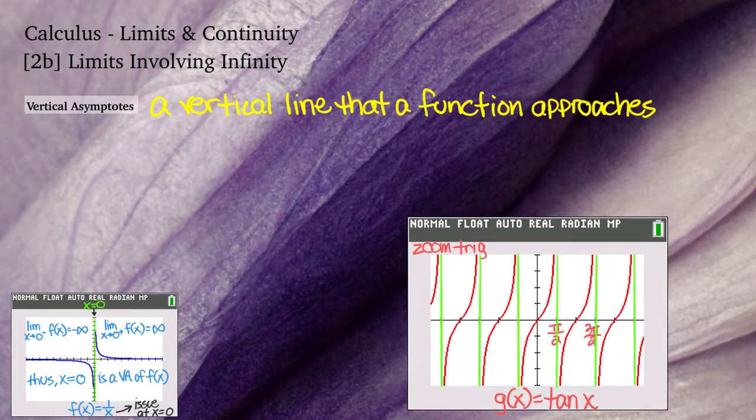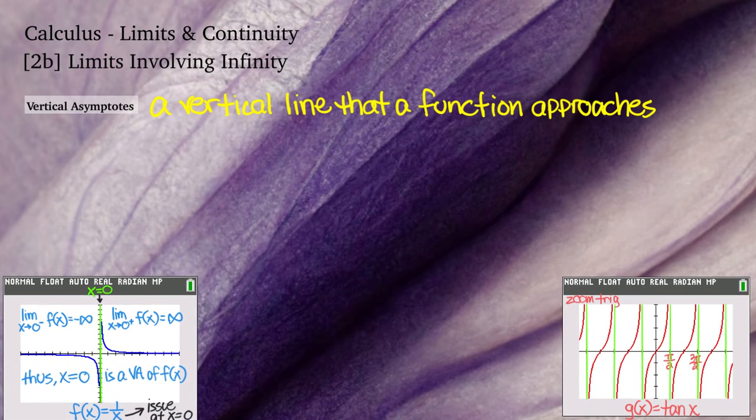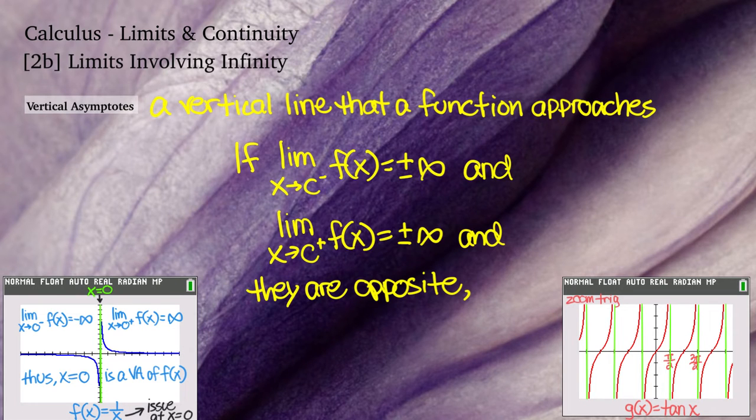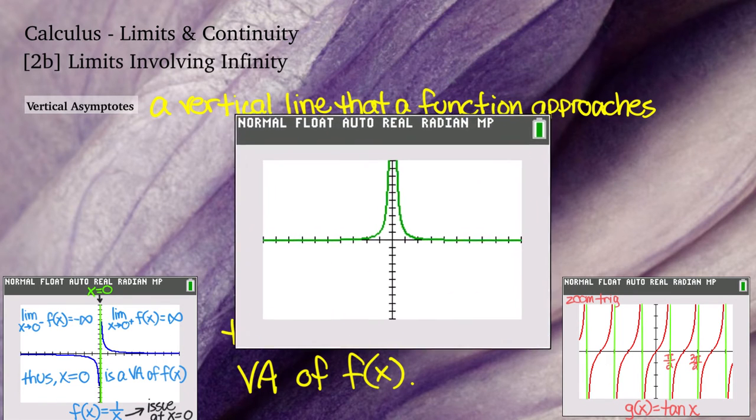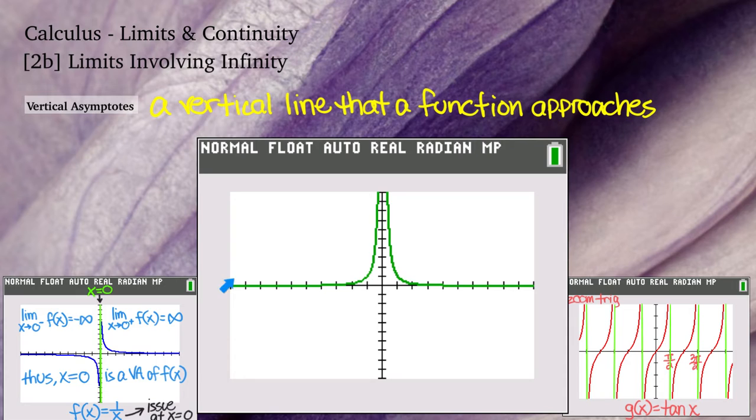So, what conclusion can we make? From these two examples, we might say that if the left-hand limit and the right-hand limit are infinite and opposite at a specific x value, then there's a vertical asymptote at that x value. But the limits don't have to be opposite. Consider the rational function 1 over x squared. The left-hand limit at x equals 0 is positive infinity. The right-hand limit at x equals 0 is positive infinity, and x equals 0 is the vertical asymptote.